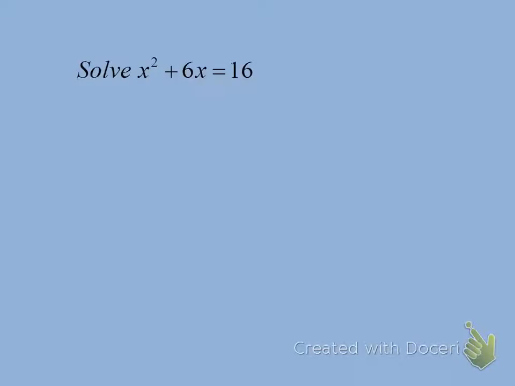So first thing you do is move the 16 over, subtract 16, good. Okay, which gives you x squared plus 6x minus 16 equals 0. Okay, remember you always got to equal 0. Alrighty, A is 1, B is 6, C is negative 16. Okay, I want to see this work every single time, right here.